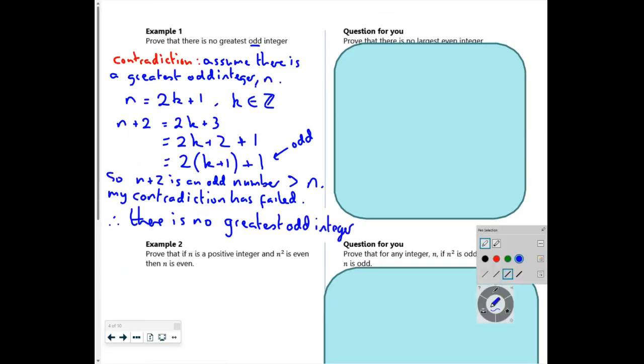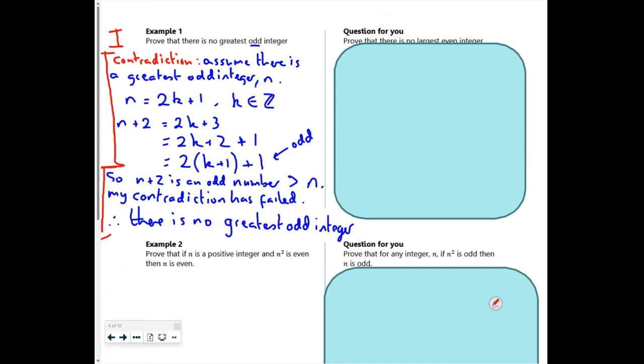So you've kind of got 3 bits to this. You've got the original part, you've got the contradiction, and then you've got the conclusion. So if you want to show that something is true, you show the contradiction is false. If you want to show that something is false, you show the contradiction is true. That's the idea behind it.